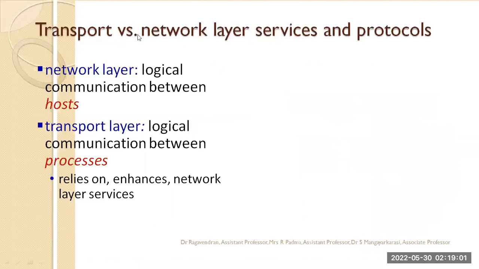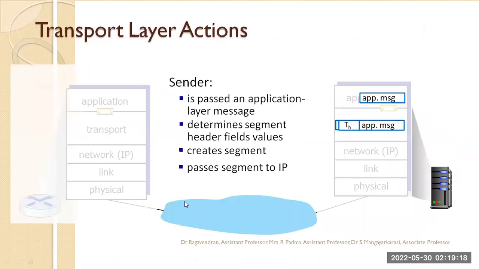Now, transport versus network layer services and protocols. Network layer: logical communication between hosts. Transport layer: logical communication between processes. It relies on and enhances network layer services. Next, the transport layer and its actions.